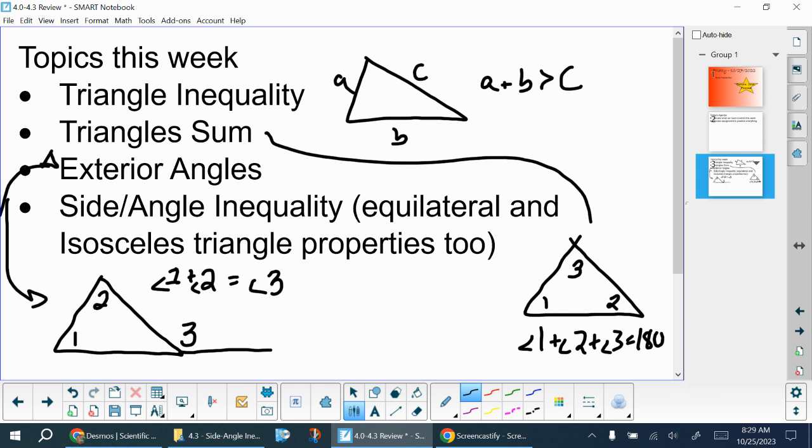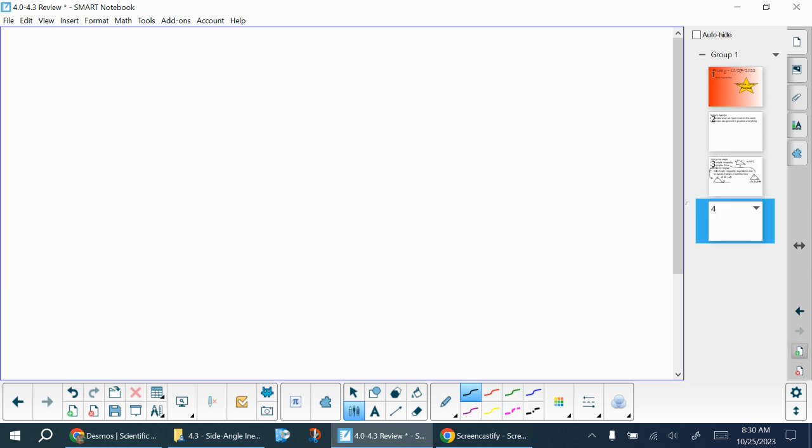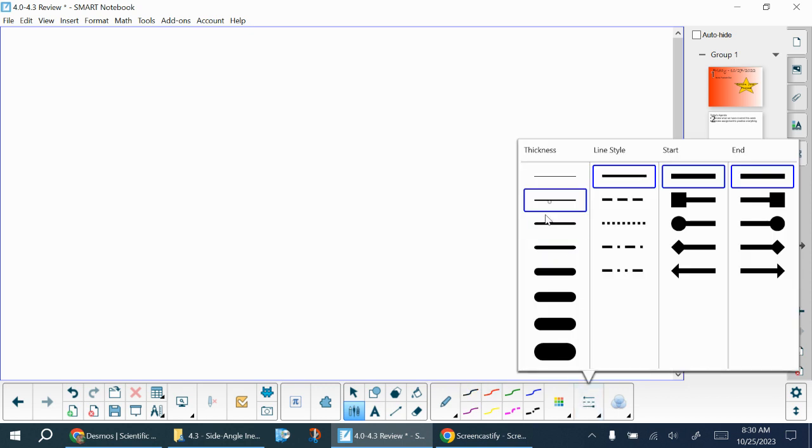And then the side-angle inequality says that bigger sides are always across from bigger angles. So if I've got up here, C is the biggest side, this one would have to be the biggest angle. And if, for example, angle 1 and angle 2 were equal, those two sides that are across them would also have to be equal. Bigger sides are across from bigger angles, smaller sides are across from smaller angles, equal sides are across from equal angles.